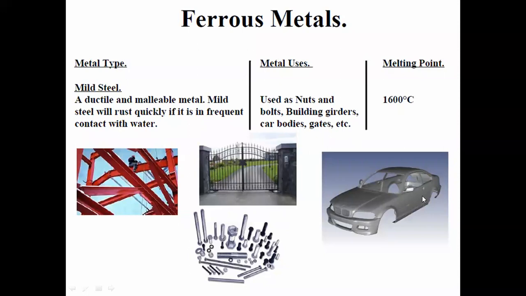So of course, with the car bodies today, some few years back, all of what is shown here would be metallic. These days you find that this part will probably be plastic, the end there will be plastic, and the sides will be plastic, and so on. But anyway, these are the major uses of mild steel. It has a melting point of 1,600 degrees Celsius.